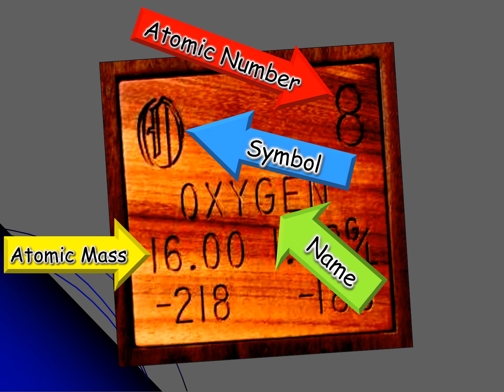Then we have the atomic mass. Well, the atomic mass is all the protons and the neutrons in the atom added up. It doesn't show the neutrons on their own, but they are included in this number. Since we already had 8 protons, then there must be 8 neutrons to add up to 16.